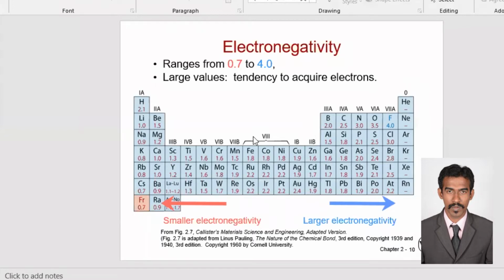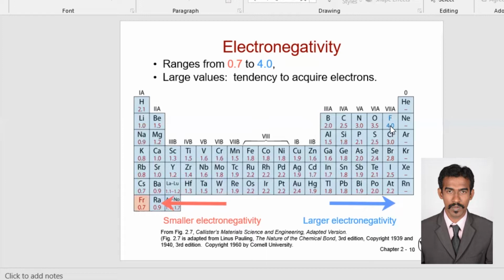Electronegativity values range from 0.7 to 4.0. The values under each element in the table are the electronegativity values. Starting from 0.7 to 4, if you take francium and cesium, they have the electronegativity value of 0.7, which is the lowest. And fluorine has the highest electronegativity value, that is 4.0, right?